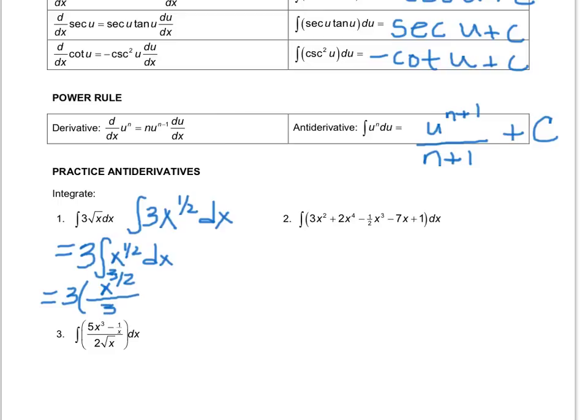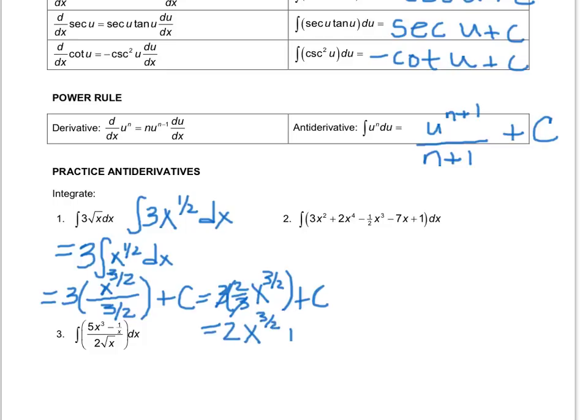Now, another thing you'll get used to is, especially if you have fractional exponents, dividing by the power is going to be the same as multiplying by the reciprocal. So this is going to give us 3 times 2/3 x to the 3/2 plus c. The 3's are going to cancel, and you're going to be left with 2x to the 3/2 plus c.